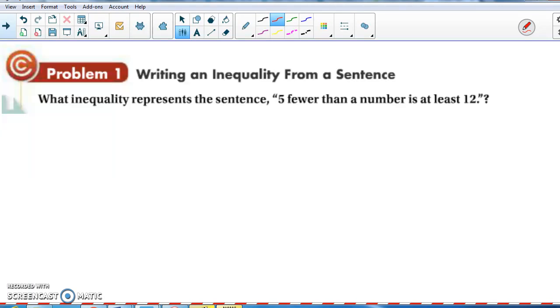Writing an inequality from a sentence. What inequality represents the sentence 5 fewer than a number is at least 12? So 5 fewer than a number is the number minus 5, is at least, which means it can be more, but it is not less than 12. So it could be greater than or equal to 12. And that's how we take the sentence and write it into an inequality.